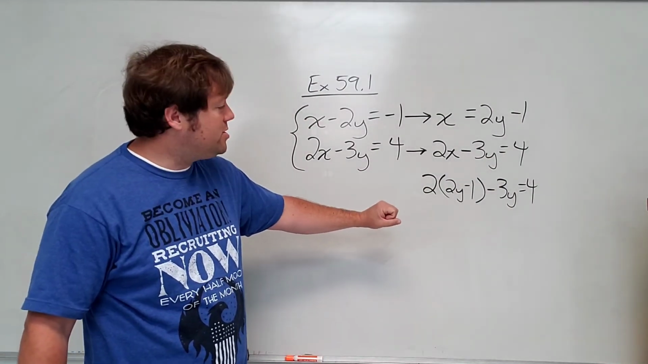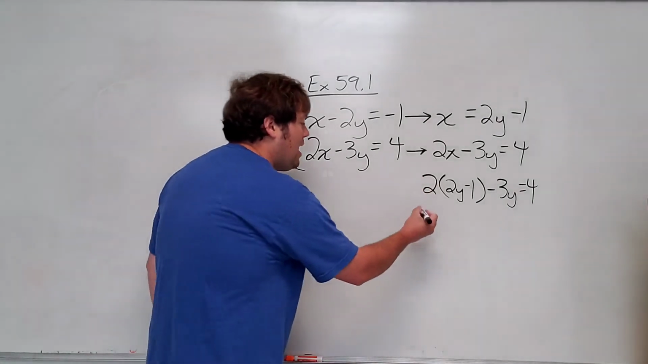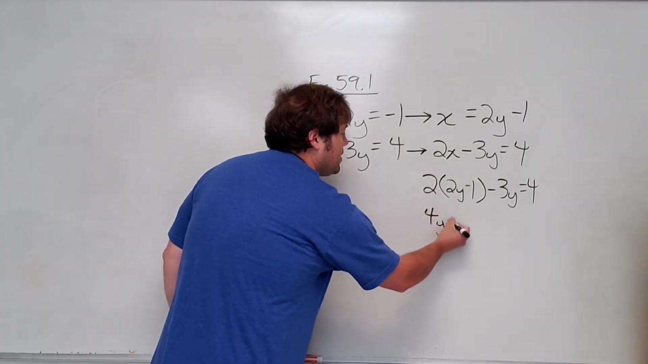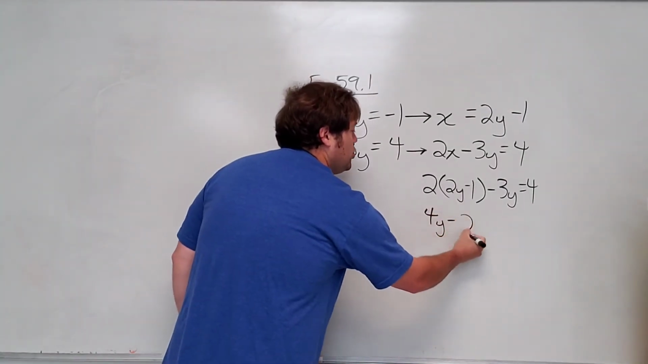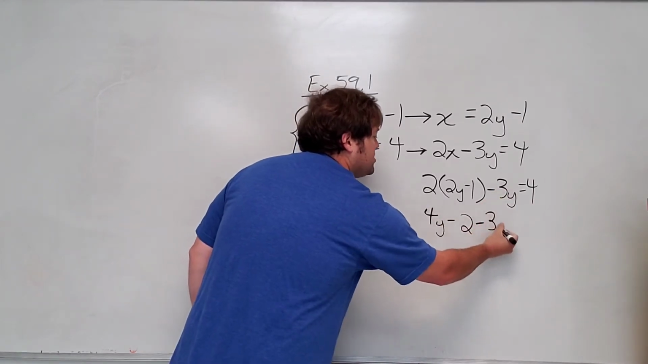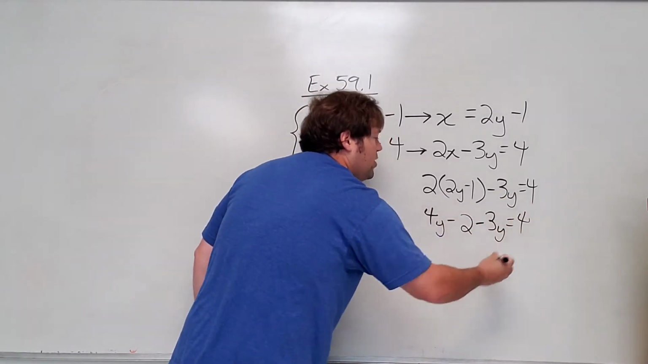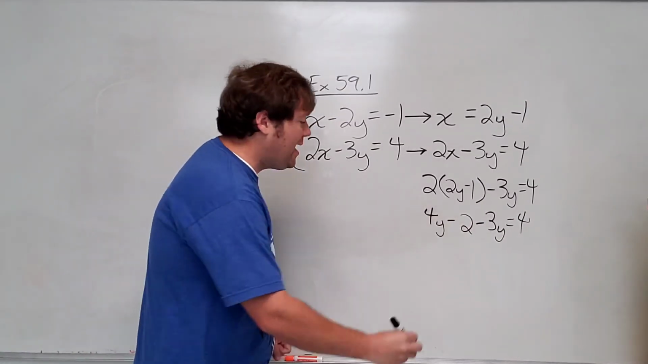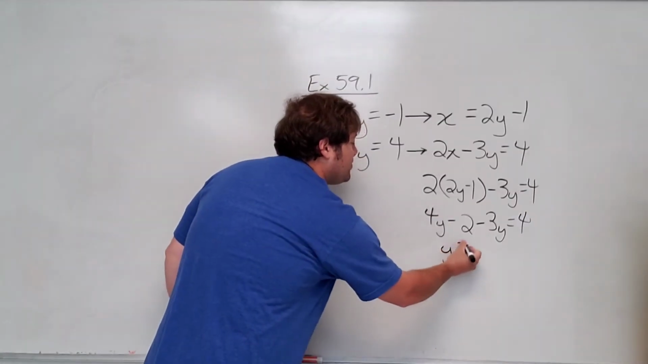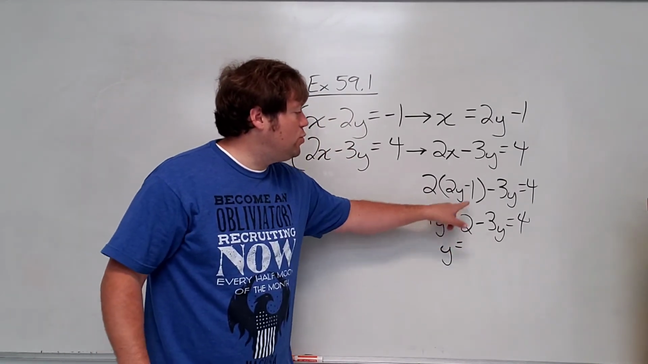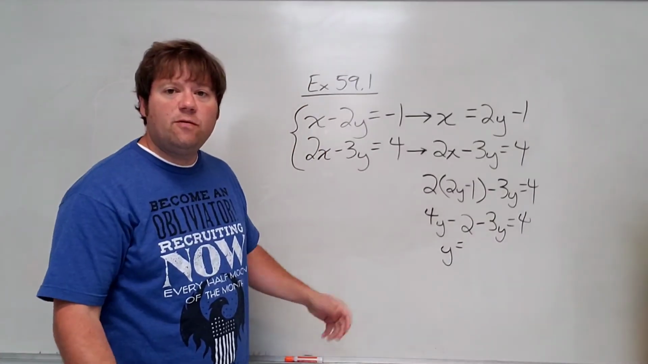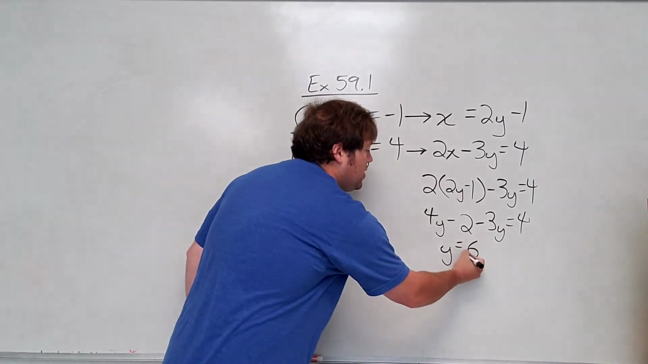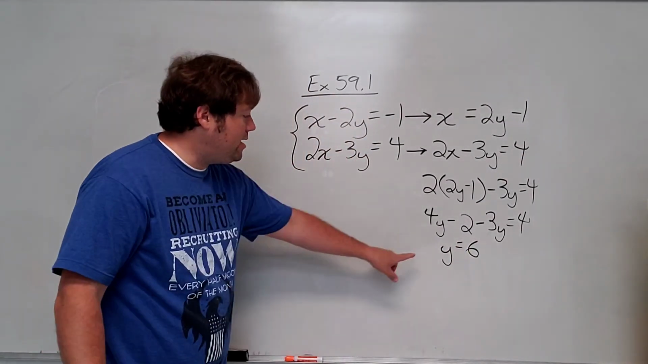So we'll start off with distributive property. 2 times 2y is 4y. 2 times 1 is 2. We still have -3y. We still have 4. We will combine our like terms over here. 4y minus 3y is 1y. Y. We will bring this -2 over and make it +2. And 4 plus 2 is 6. So we have figured out that y equals 6.